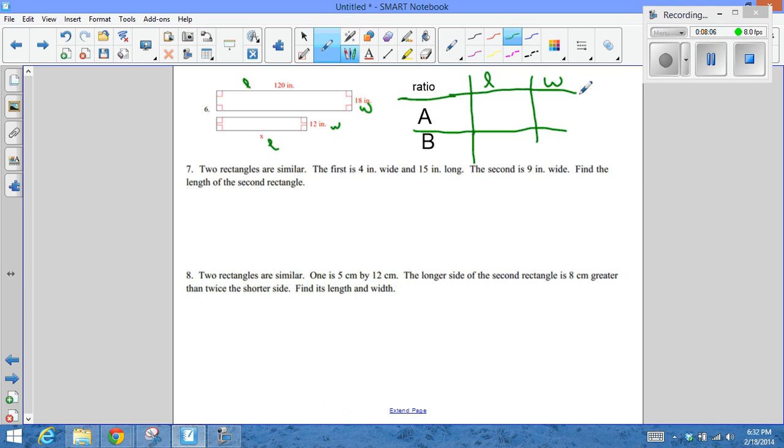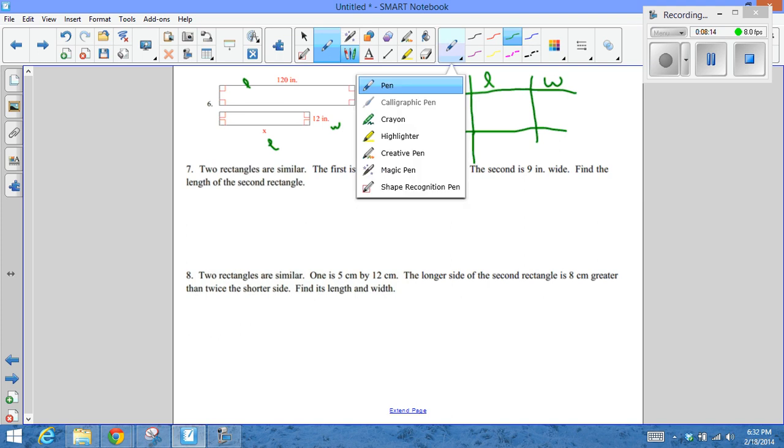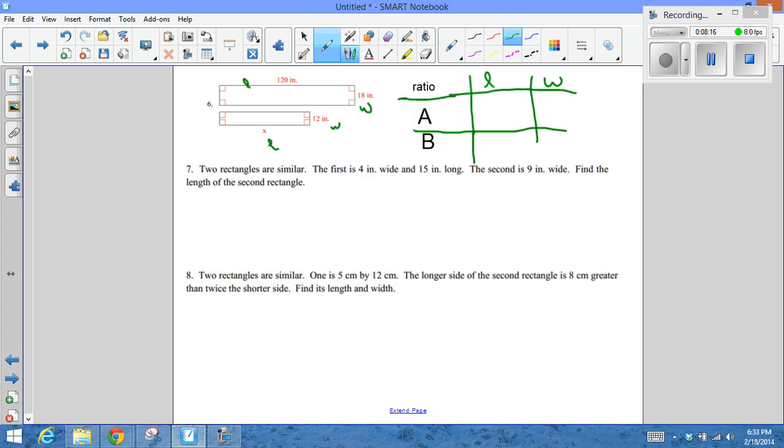Right? So my length for box A, oops, I gotta name my boxes. A and B. Okay, so my length for box A is 120. The length for box B is X. The width for box A is 18. And the width for box B is 12.